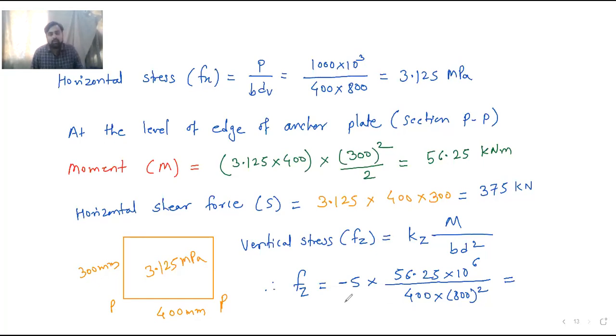So what is the value of Fz if you put all the values? Minus 1.09. Okay, so it is minus 1.09 MPa. This is your vertical stress.